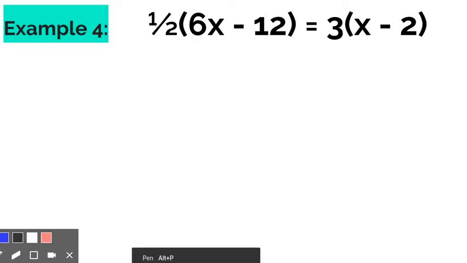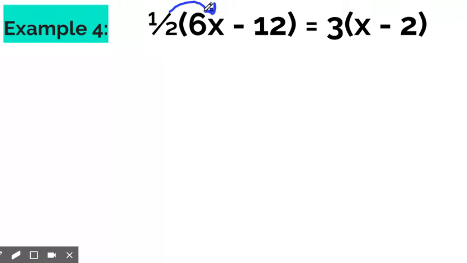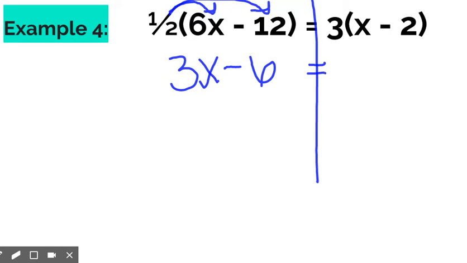All right, so for our last example then, same thing, we're going to do some distributive property. Don't let that fraction out front freak you out or anything. If you're taking half of something, that's the same as multiplying by half. So half of 6x gives us 3x, and then half of negative 12 gives us negative 6. Then on the right side, same thing, we're distributing: 3 times x is 3x, and 3 times negative 2 is negative 6.